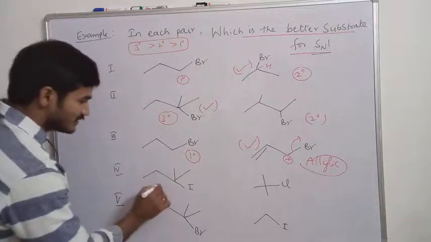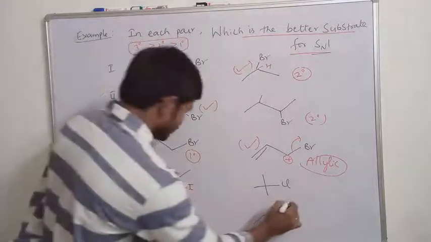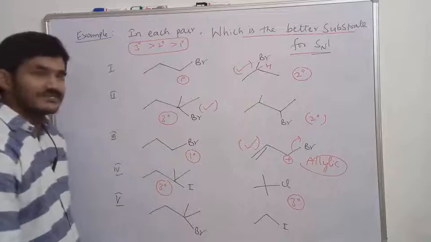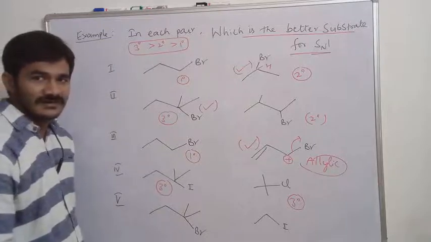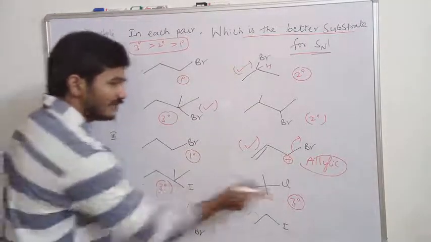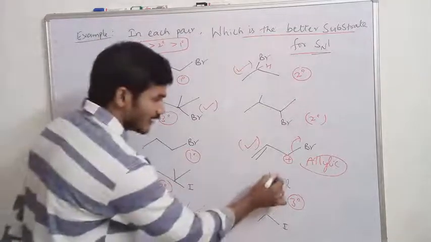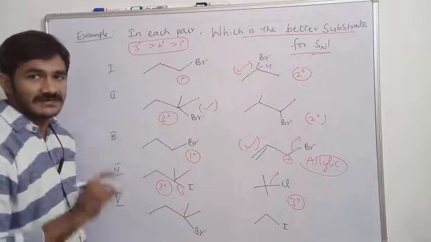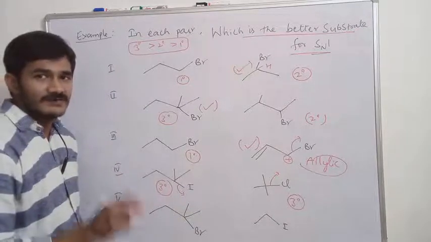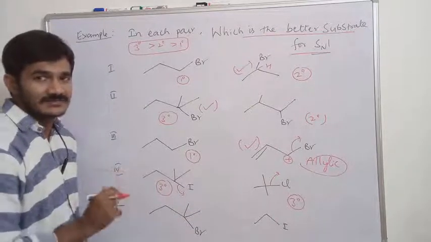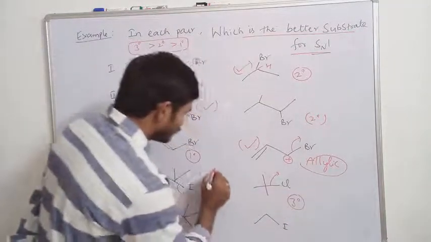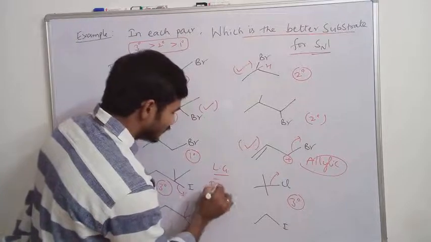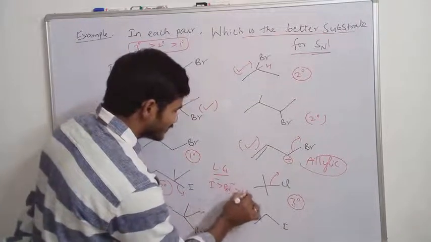This is tertiary, and this is tertiary. Both are tertiary. When both are tertiary, which undergoes the SN1 mechanism faster? In that case, we have to verify the leaving group. Here, the leaving group is chloride. Here, the leaving group is iodide. Among halides, which is the better leaving group? Weak bases are better leaving groups, that is I-. So, the leaving group order, I already told you: I- is the best leaving group, then Br-, then Cl- and F-.